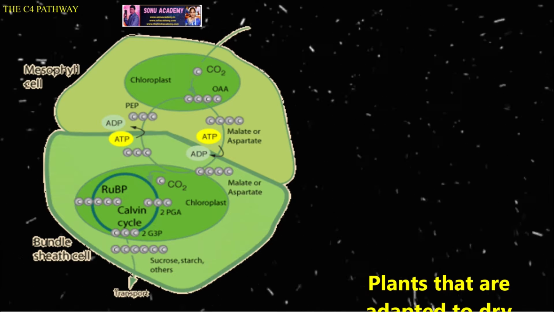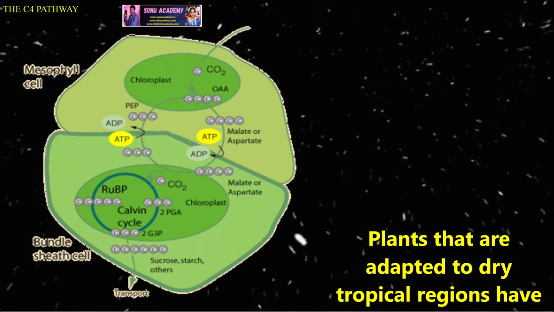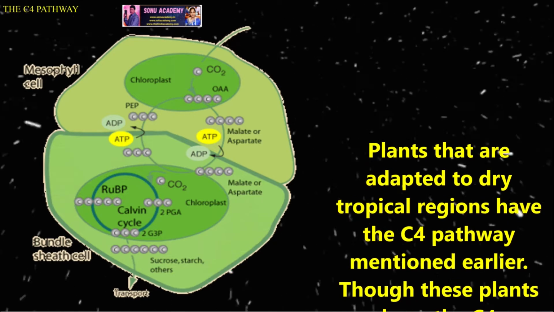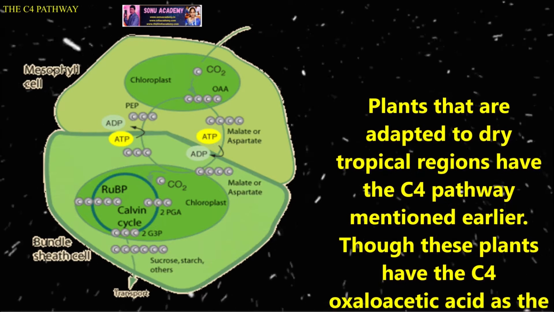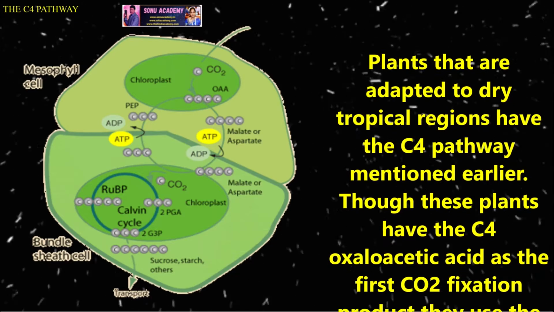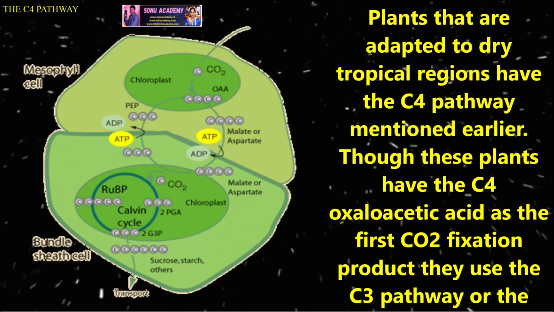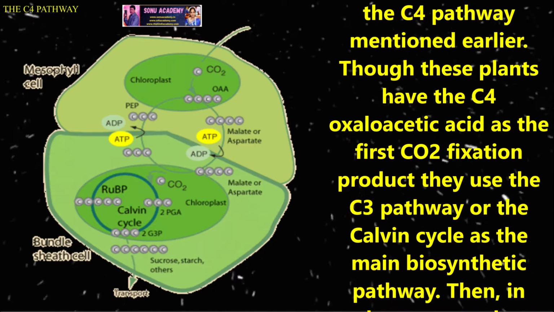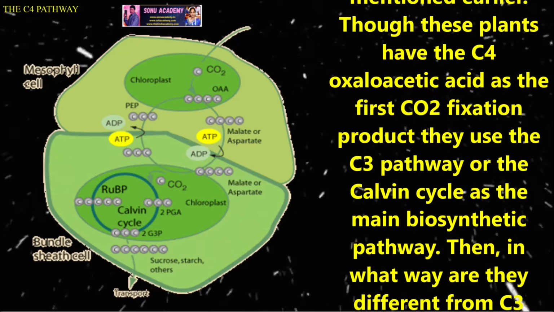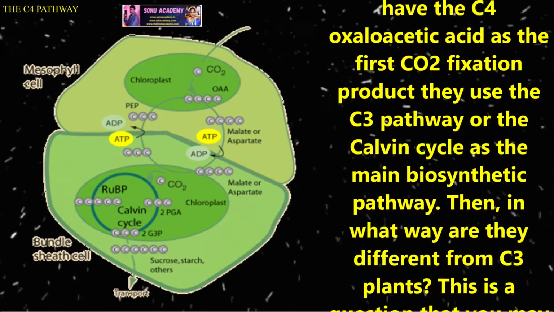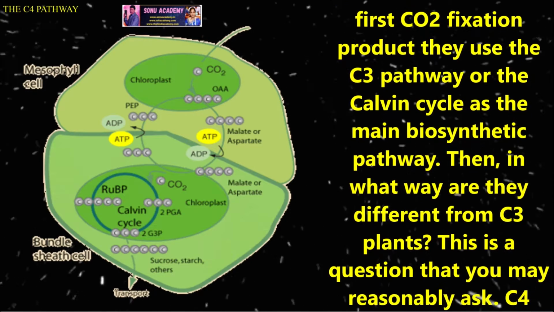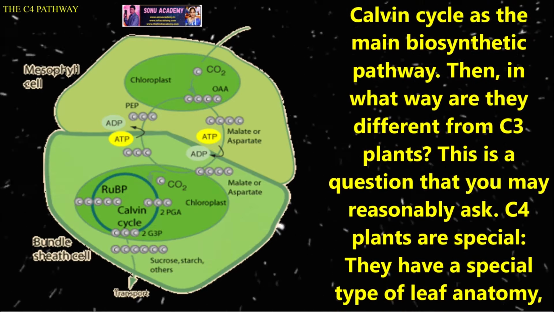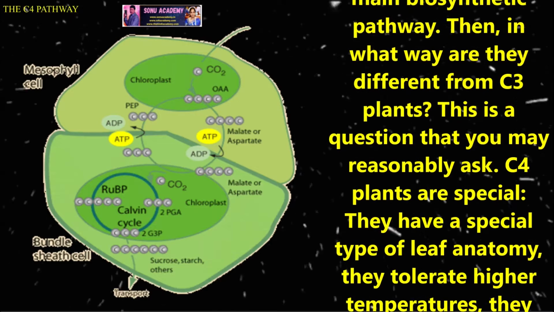Children, now let us discuss the C4 pathway. Plants that are adapted to dry tropical regions have the C4 pathway mentioned earlier. Though these plants have the C4 oxaloacetic acid as the first CO2 fixation product, they use the C3 pathway or the Calvin cycle as the main biosynthetic pathway. Then, in what way are they different from C3 plants? This is a question that you may also reasonably ask.